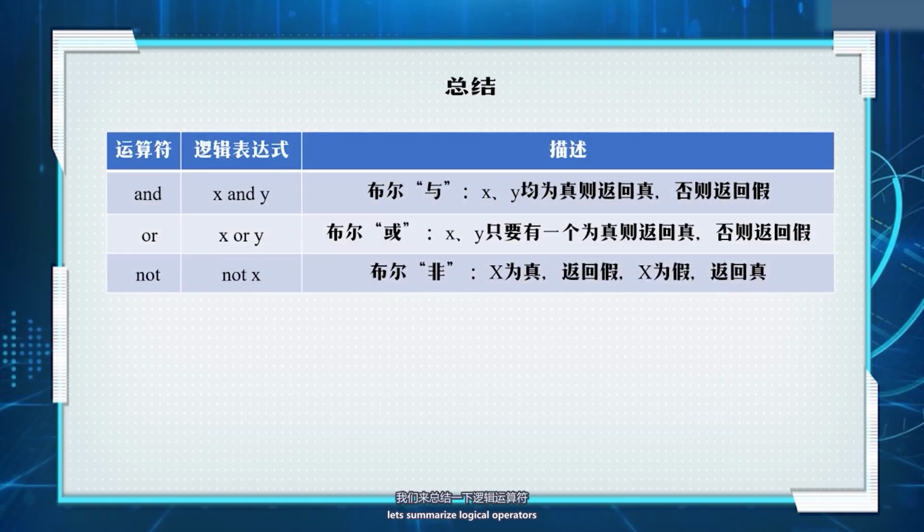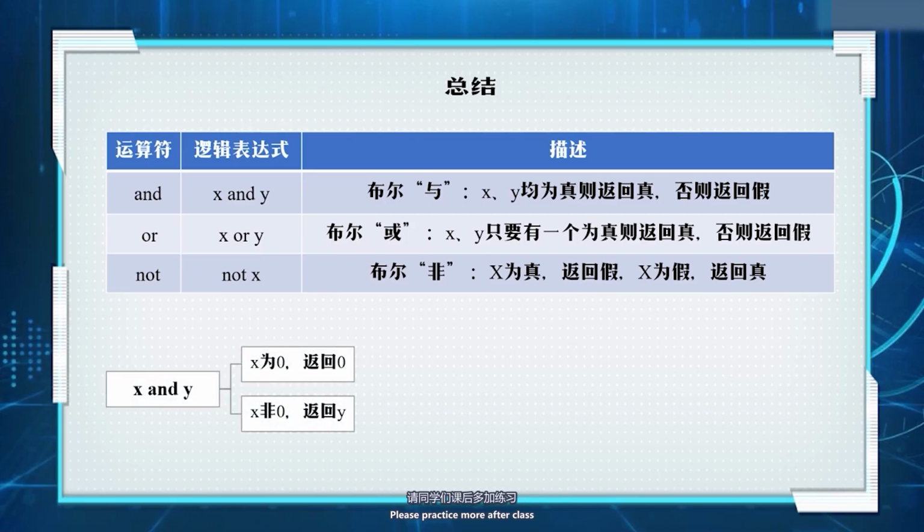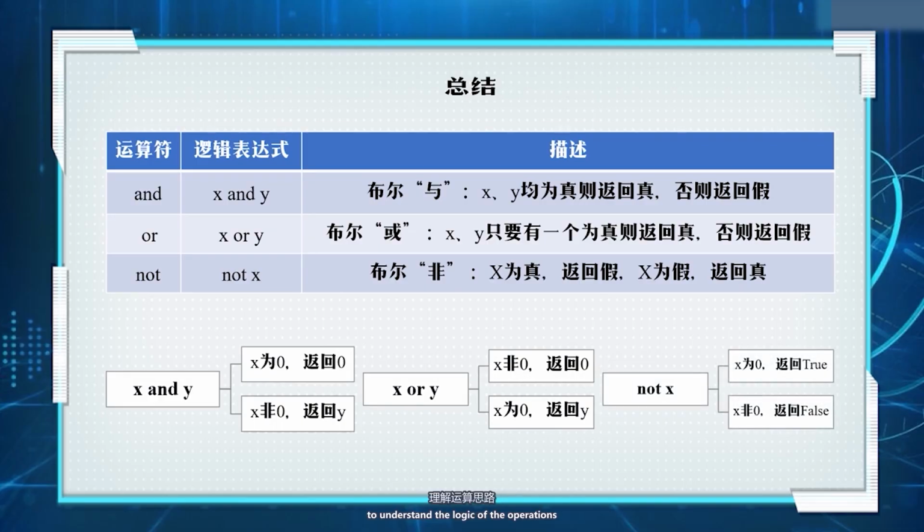Let's summarize logical operators. Logical operators make logical judgments on two values, involving three types of logic: and, or, and not. The results of the judgment are only two, true or false. Logical operations are widely used in programming for financial analysis. Please practice more after class to understand the logic of the operations and lay the foundation for future comprehensive application.